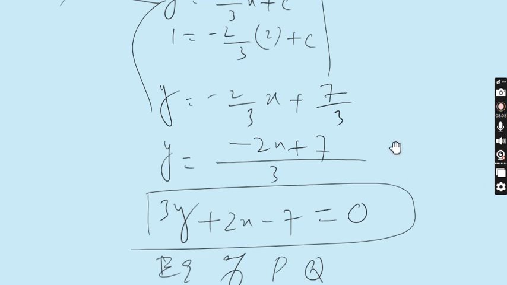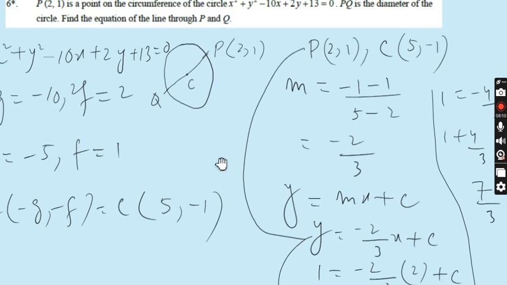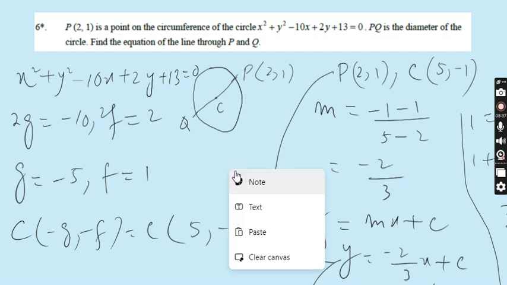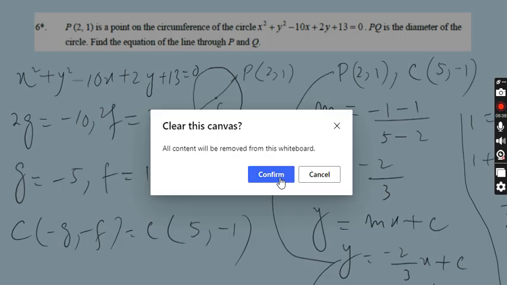So this is a very easy method to find the equation, because point P is on the circumference, and QP is the diameter. It means QP must pass through center C. Otherwise we have to solve simultaneously, and then the question will be very lengthy. But this question is very easy because we need the equation of the diameter. Move to question number 7.